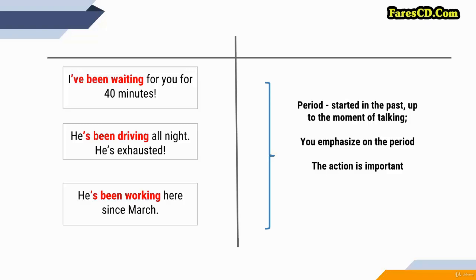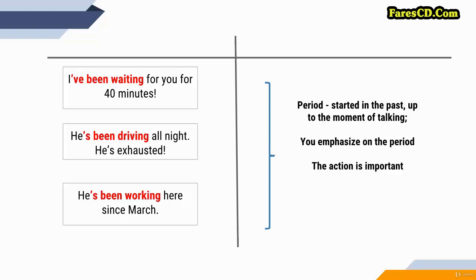Okay, the first thing that you need to remember about present perfect continuous is that it refers to a period which started in the past and which is continuing up to the moment of speaking. This is important. Period started in the past, continuing up to the moment of speaking. Imagine the first situation. The person is coming and the other one is saying, I've been waiting for you for 40 minutes so far. So, progress, something started in the past, continuing to the present.